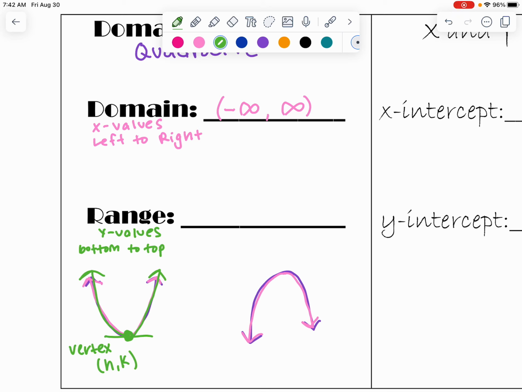So when we talk about the range for a U-shaped parabola, which if you remember is a positive parabola, then the range is going to start down at the vertex and it's going to then go up forever to infinity. Again, range is y value, so we're going to start with the k value. So the range for this one would be from the k value of the vertex up to positive infinity.